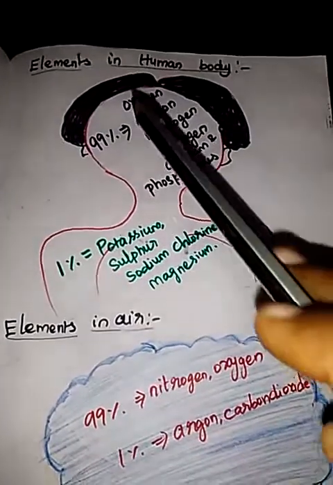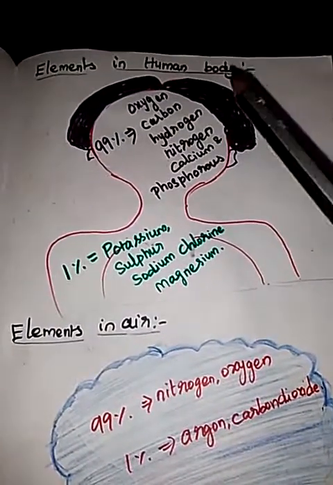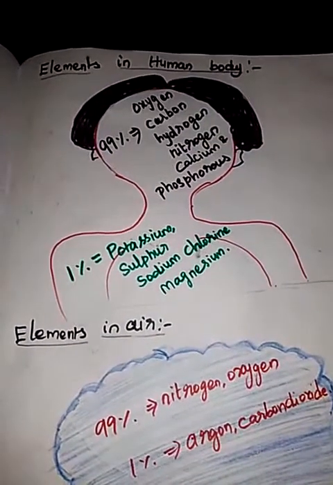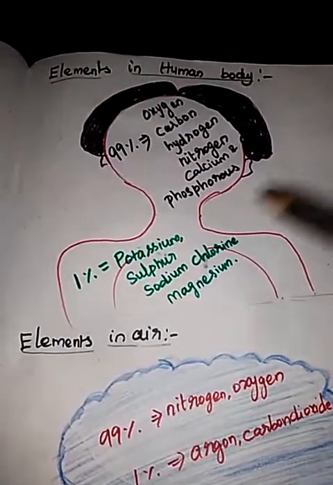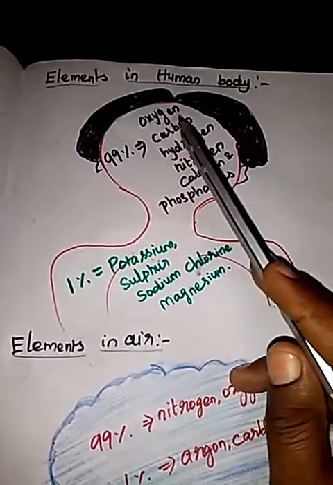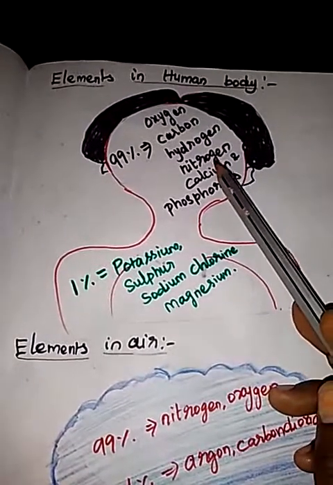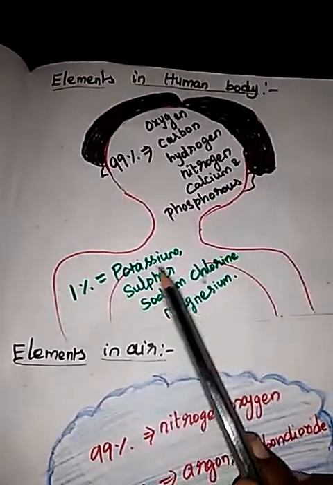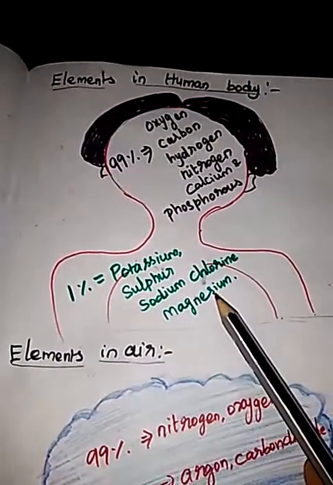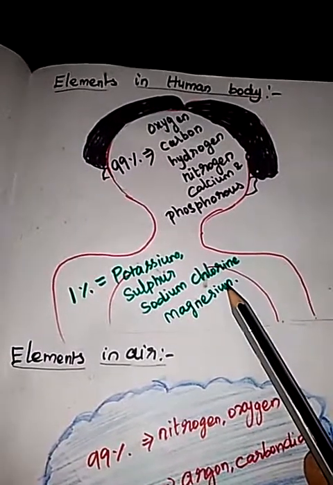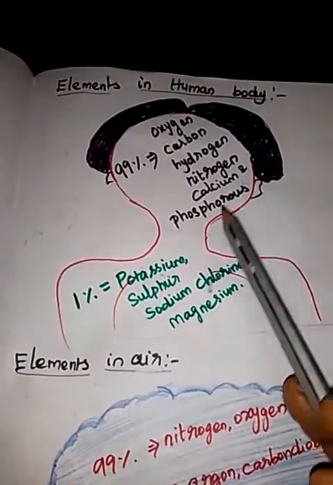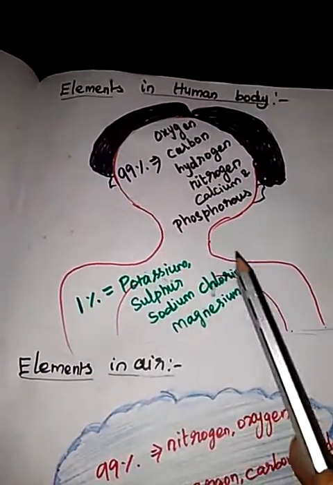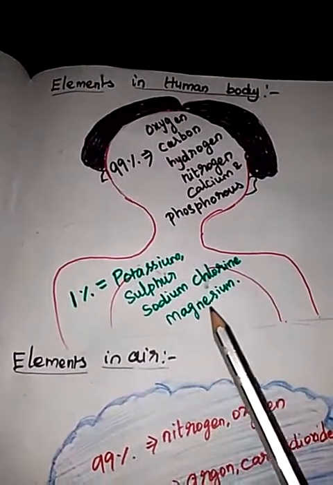Students, here we see elements in the human body. In our body, 99% we have oxygen, carbon, hydrogen, nitrogen, calcium and phosphorus. And the remaining 1% we have potassium, sulfur, sodium, chlorine and magnesium.